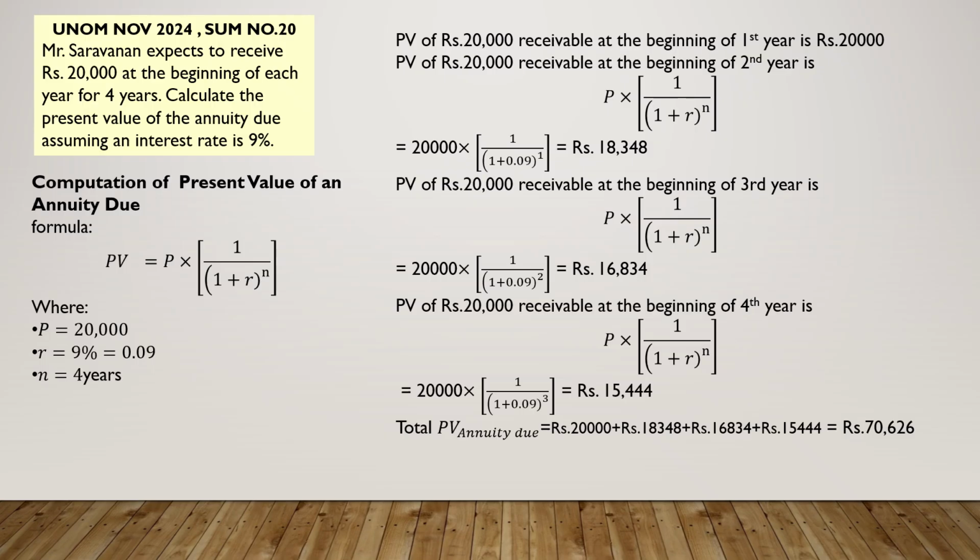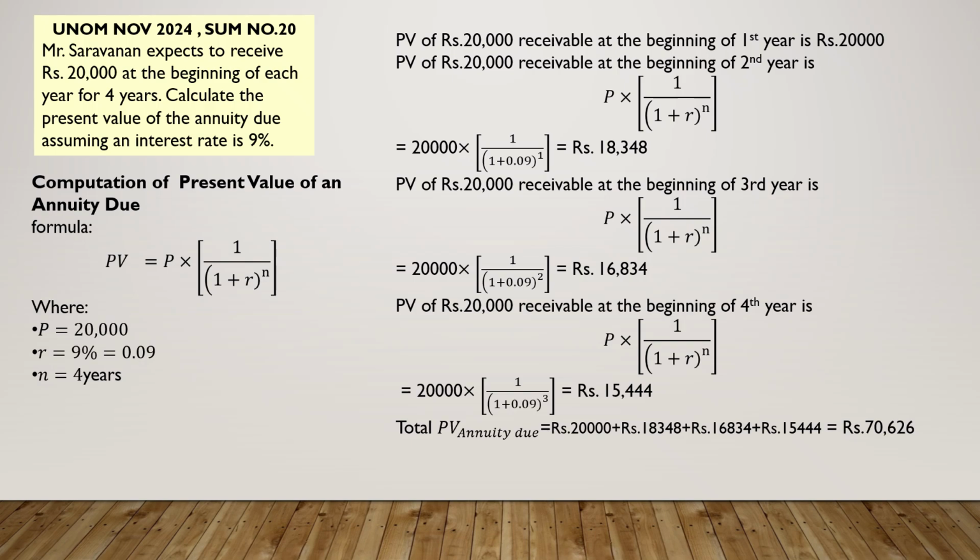Assuming an interest rate of 9%, we have a formula. Present value of annuity due is P into 1/(1 + r)^n. This is nothing but the present value formula, P, that is the principal amount, into the annuity factor. So this is the formula for finding the annuity factor, 1/(1 + r)^n. For this problem, if you have a table and know the annuity factor for 9% for 4 years, we can simply apply that value and multiply it with 20,000. Straight away, we will get the answer of 70,626.